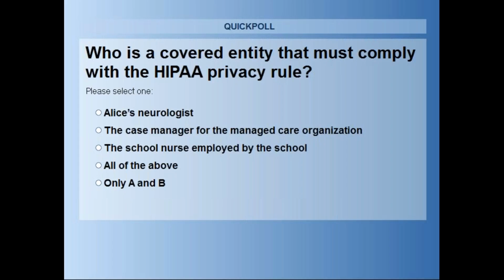Okay, poll number 1 is, who is a covered entity that must comply with the HIPAA Privacy Rule? A, Alice's neurologist. B, the case manager for the managed care organization. C, the school nurse employed by the school. D, all of the above. Or E, only A and B, the neurologist and the case manager for the managed care organization. So everybody can go ahead and vote.